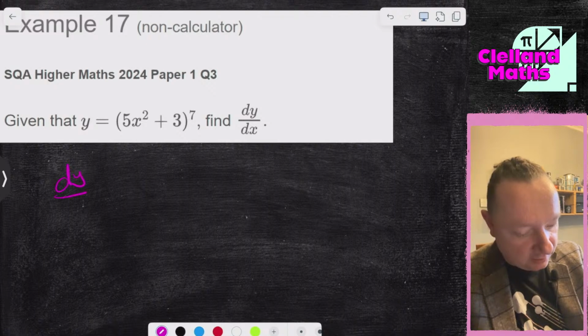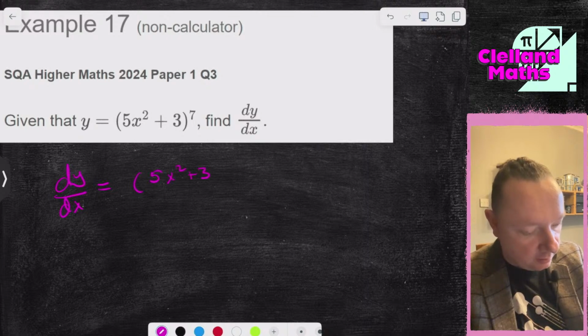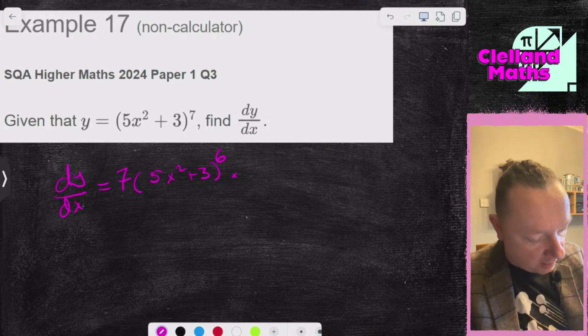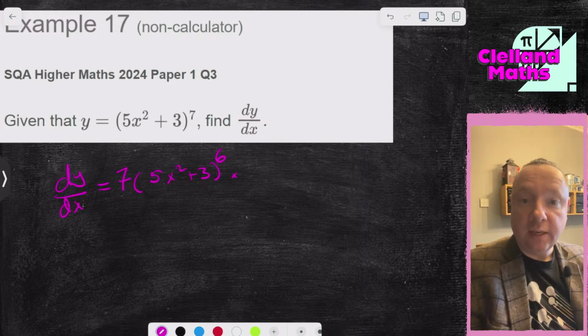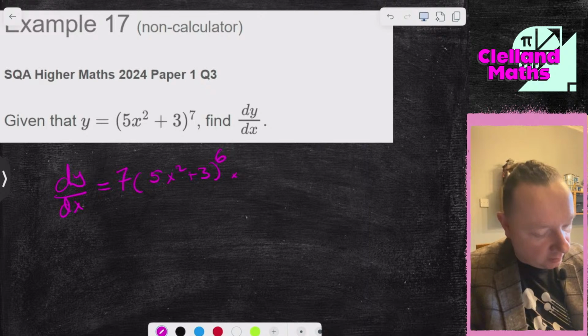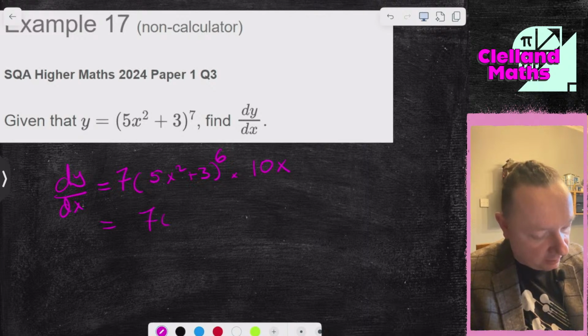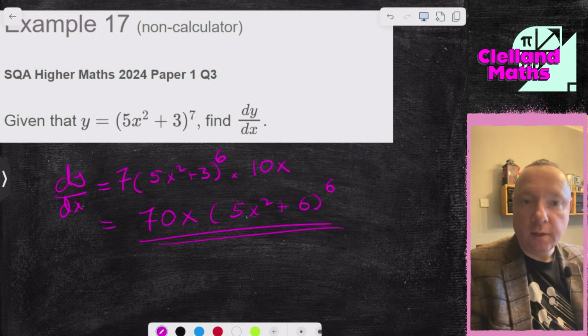dy by dx, I'm such a dad joke. 5x squared plus 3, so I write 5x squared plus 3 again. 7 comes in front, and it becomes a 6. But now I need to times by whatever 5x squared plus 3 differentiates to. Well, 5x squared differentiates to 10x, and 3 disappears. So that is 7 times 10 is 70x, times 5x squared plus 3 to the power of 6. And we're done there. Nice one.